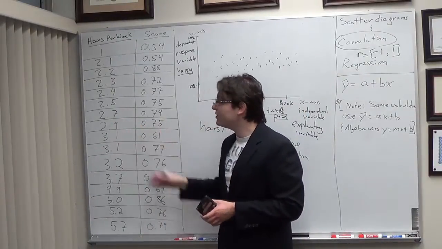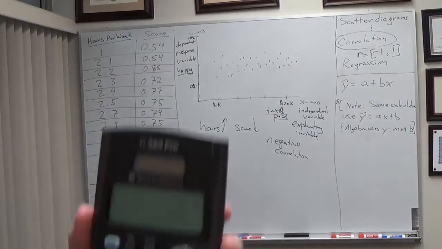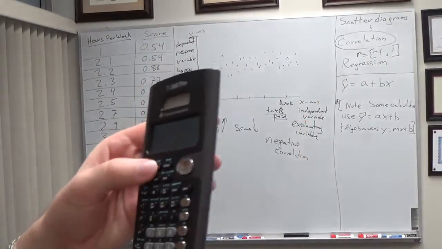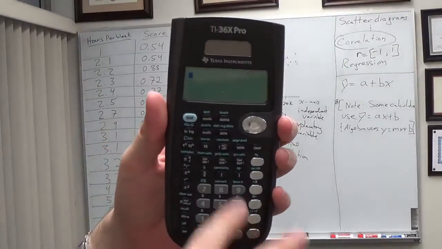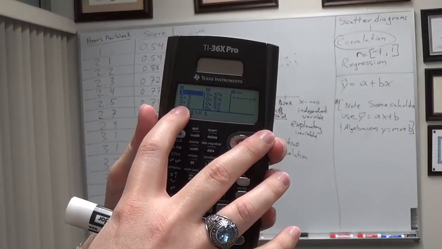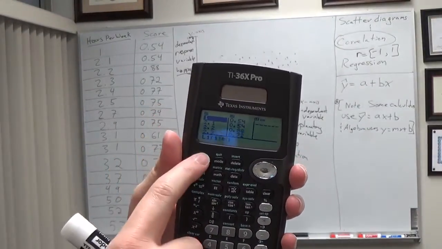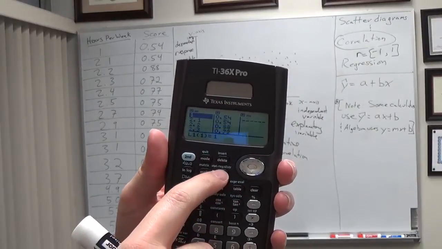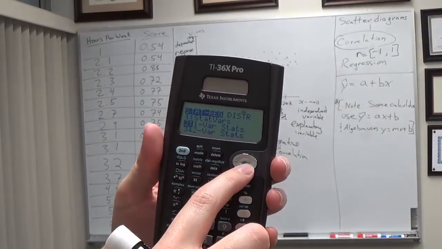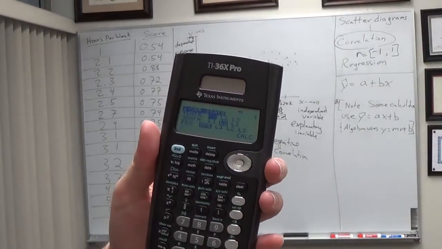I've already entered these numbers into my data columns, but just as a reminder, go ahead and turn your calculator on, hit that data button, and I entered all of my hours per week in list 1 and all of my scores in list 2. And then you hit second and you hit statistics regression, and now for the first time we go down to 2 variable statistics, hit enter.